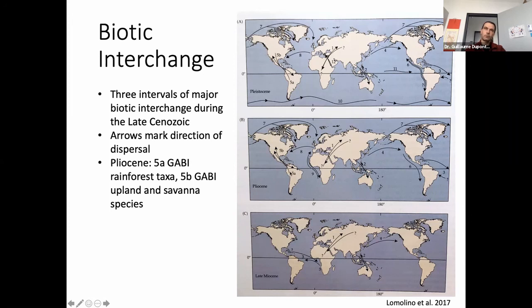You see that we have two arrows here. One, which relates to rainforest taxa. And you see we only have an arrow into one direction. Why? Because there's no tropical rainforest in North America. So these guys could only go into one direction. Whereas for species which occur in highlands, and montane habitats and in dry habitats such as prairie or savanna, they could move into both directions.